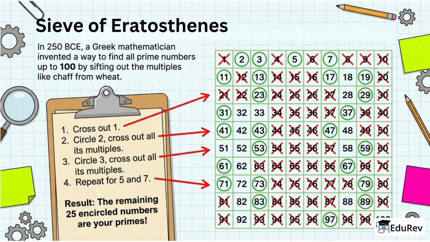In 250 BCE, a Greek mathematician invented this cool way to find all prime numbers up to 100 by sifting out the multiples like chaff from wheat. Let's look at the steps. First, cross out 1. Next, circle 2 and cross out all of its multiples. Then, circle 3 and cross out all of its multiples. Repeat this process for 5 and 7. The result? The remaining 25 encircled numbers are your prime numbers.